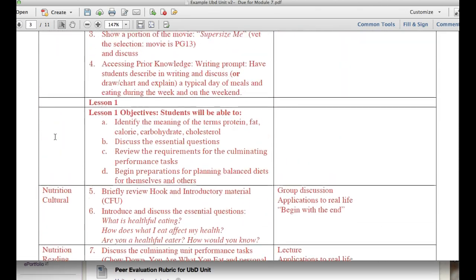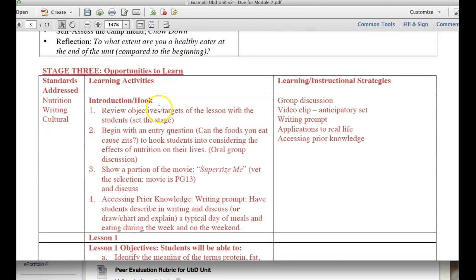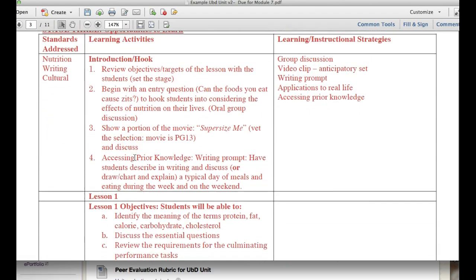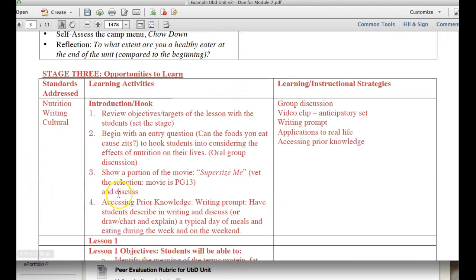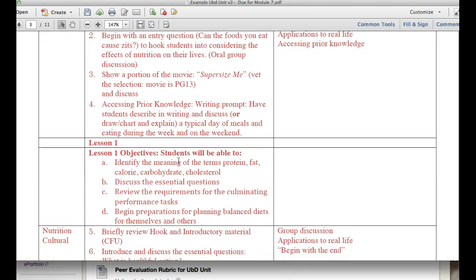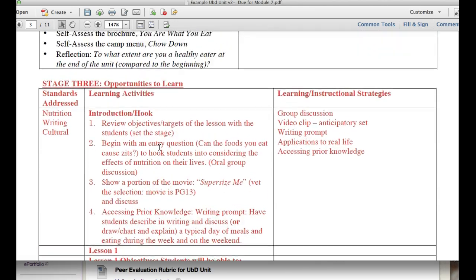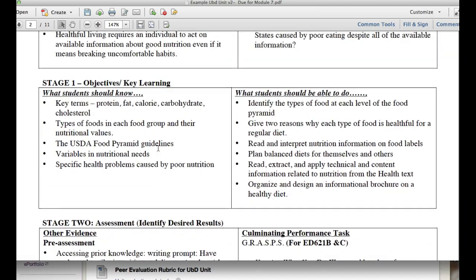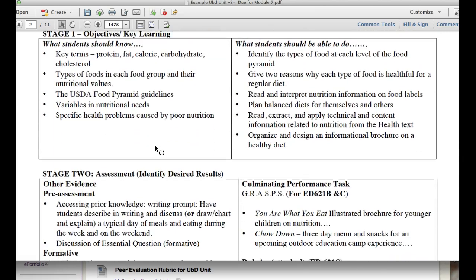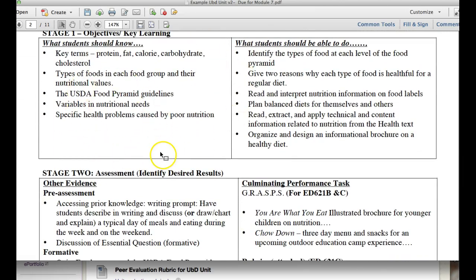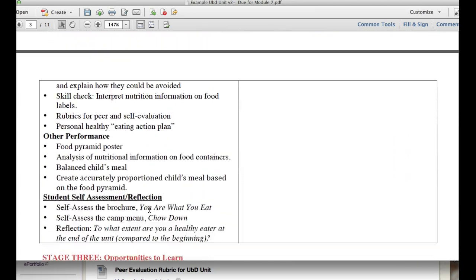You're going to write what you're going to do for each of the sections of your unit. You're going to have your introduction and your introductory activities, and then you're going to have the instructional strategies that you're using for your introductory activities. You're going to have lesson 1, and as I mentioned earlier on, you're going to pull your objectives down into the appropriate lesson.